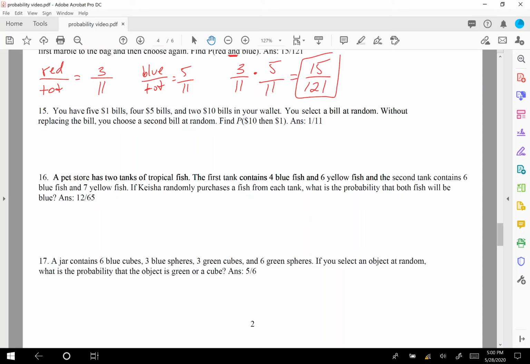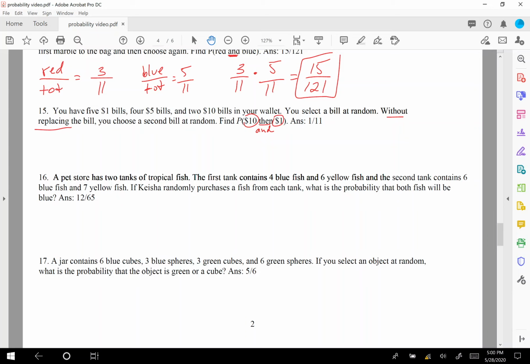Okay, number 15. It says you have 5 $1 bills, 4 $5 bills, and 2 $10 bills in your wallet. You select a bill at random without replacing, okay, without replacing. Then you choose a second bill at random. Find the probability of a 10, then a 1. So this word then is like the word and, okay?